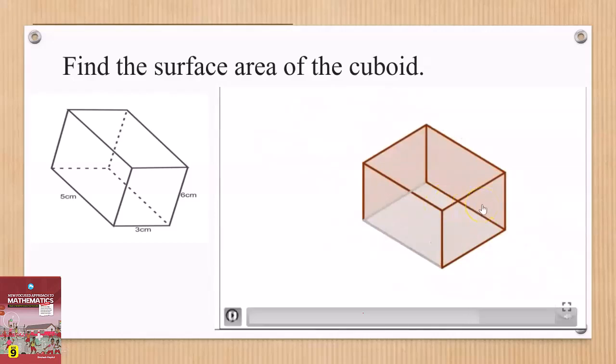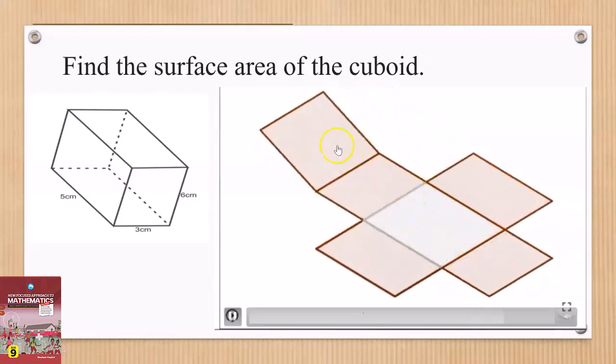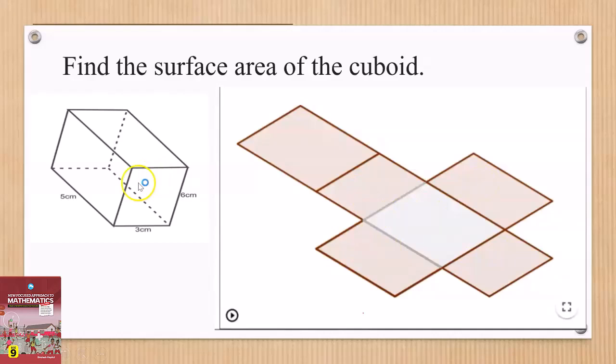And so the surface area we're going to calculate is to find the area of the rectangle here times 2, the area of the rectangle here also times 2, and the area of the rectangle here times 2. Now you can see that we have 3 faces that are not equal, but 2 faces are always equal. So we are going to find the area of this times 2, the area of this times 2, the area of this times 2.